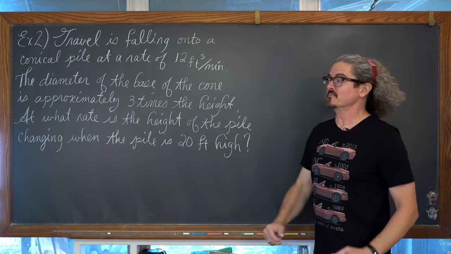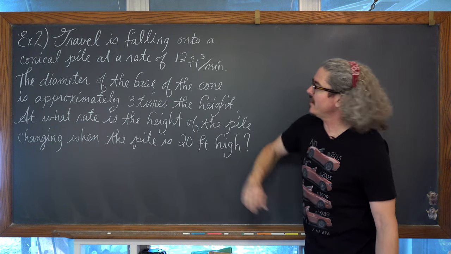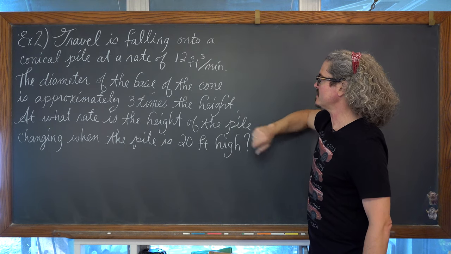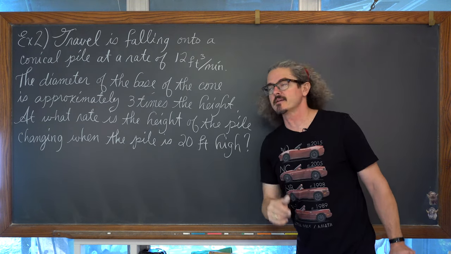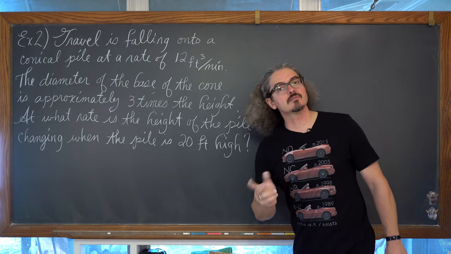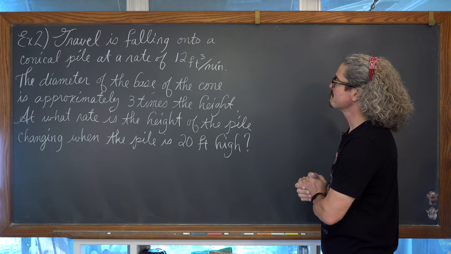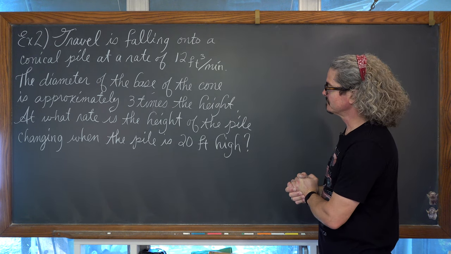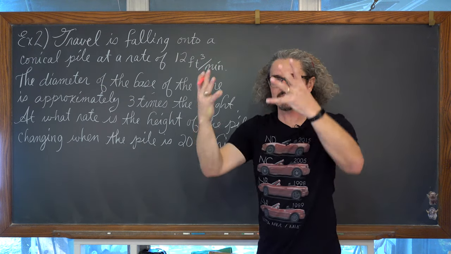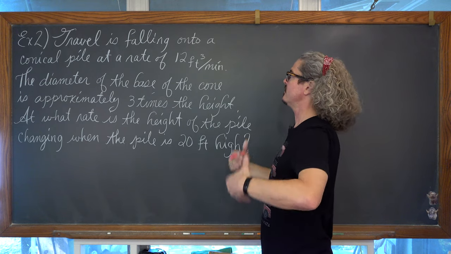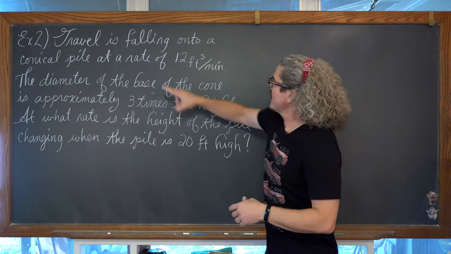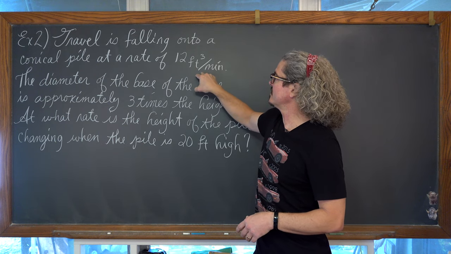So for example 2, we have gravel falling onto a conical pile at a rate of 12 cubic feet per minute. The diameter of the base of the cone is approximately 3 times the height. At what rate is the height of the pile changing when the pile is 20 feet high? So we have gravel falling onto a conical pile. We're literally dumping sand or gravel or whatever it is, some kind of conveyor belt, at a rate of 12 cubic feet per minute.